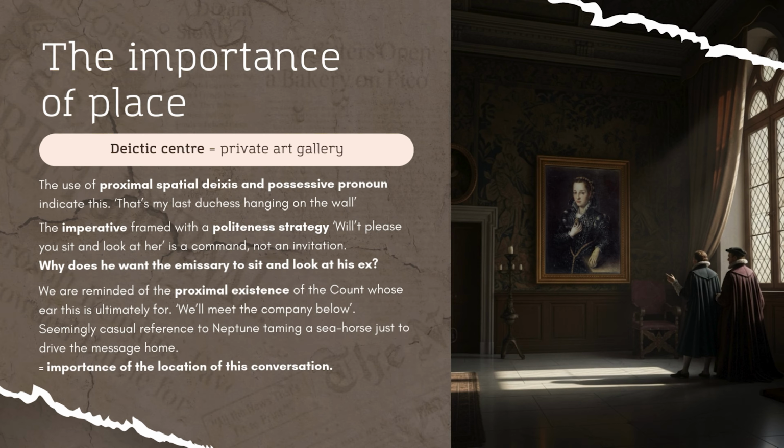We have to think about why he wants the emissary to sit and look at his ex. Normally, the last thing most people want to be reminded of at the start of a new relationship is our predecessor. So, what's the Duke's motivation in so seemingly tactless an action? Well, it's obviously an indirect warning to his new bride, but why not just have a marriage contract drawn up?